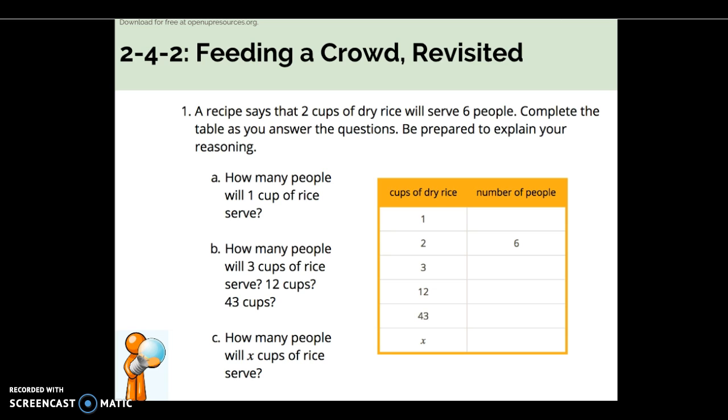So the first thing that we're going to do is revisit this idea that 2 cups of dry rice will serve 6 people. Go ahead and record this table in your notebook. If you'd like to, maybe look back at a few days ago when we were talking about this problem at first. So how many people will 1 cup of rice serve? How many people will 3 cups, 12 cups, 43 cups serve? When you've got that idea, then you want to think about x cups.